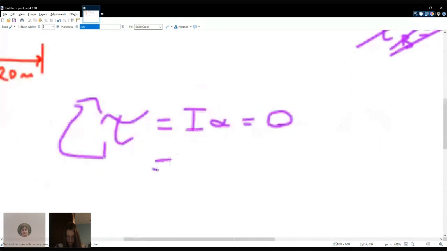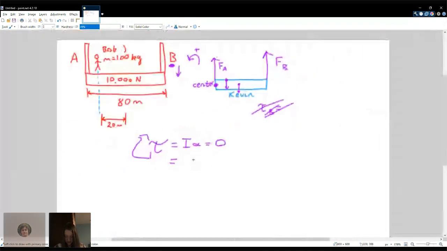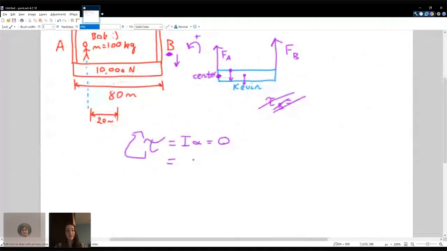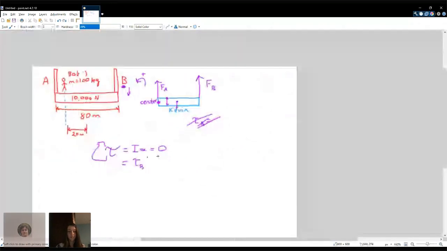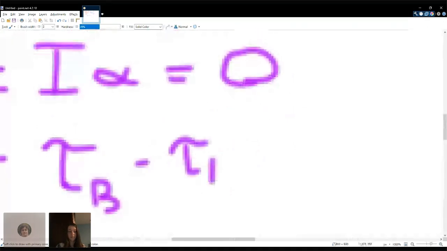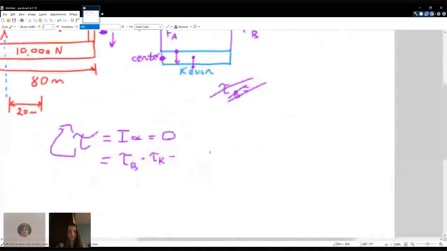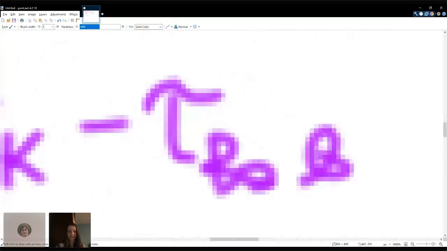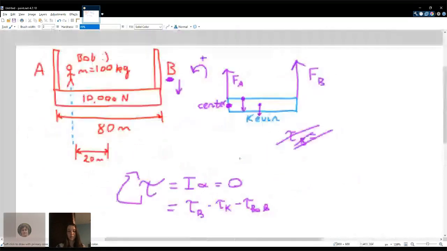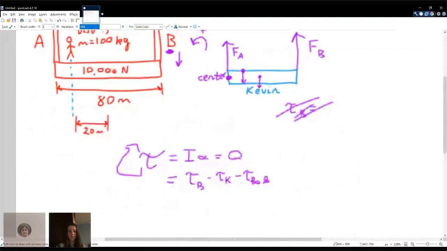Here we go. The bridge's torque is 400,000. Hold on, I need to actually write all the variables first. Okay, cool. Let me know when you get there. From B, so that's a positive quantity because it's in the positive direction, minus the torque from Kevin, minus the torque from Bob. Oh, that's a good equilibrium statement. I didn't even think about making that. Yeah, because we do know the bridge is in equilibrium. It's not rotating either side.